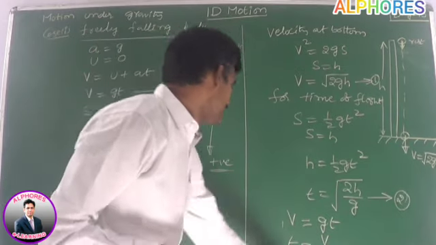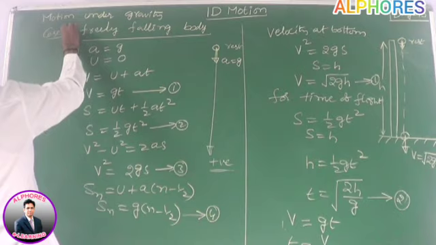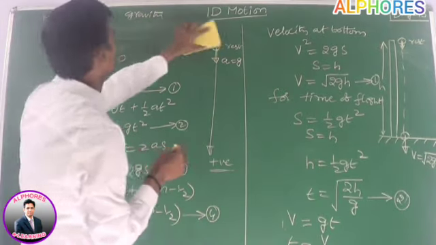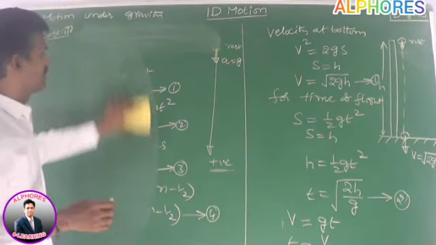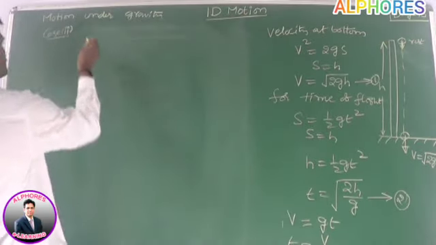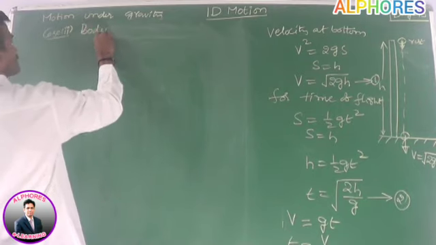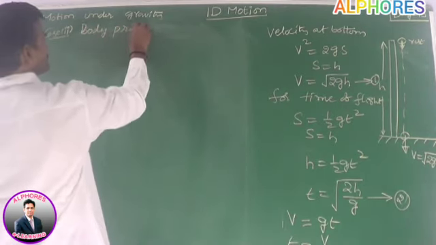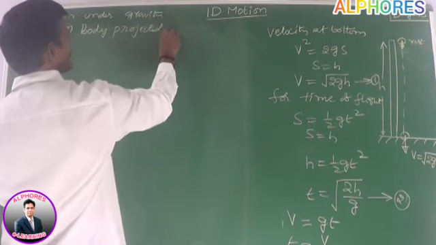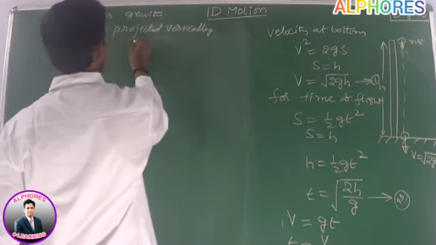Okay. Next, our second case is case 2. A body projected vertically downwards from a certain height.